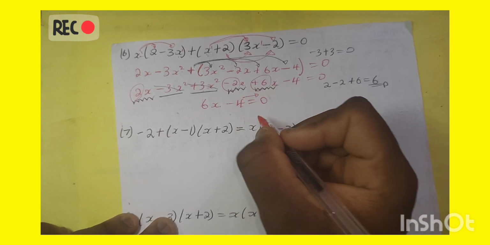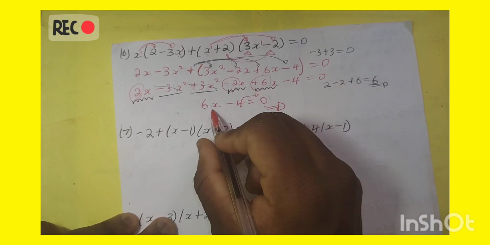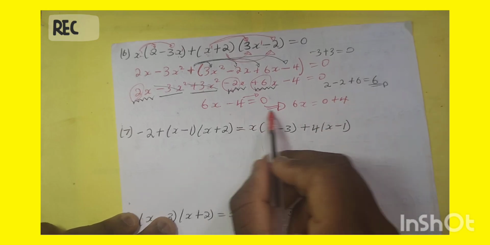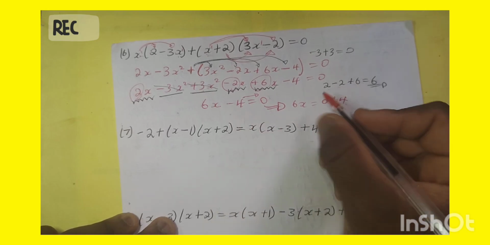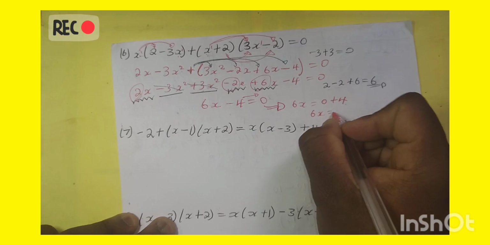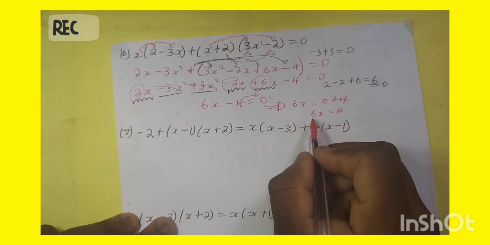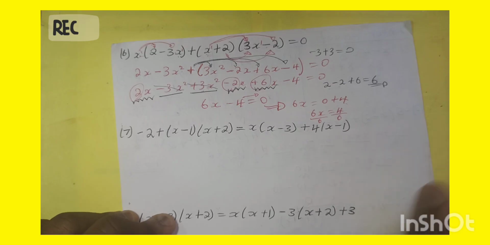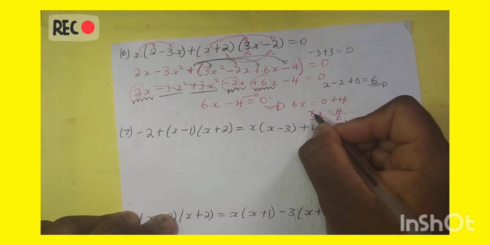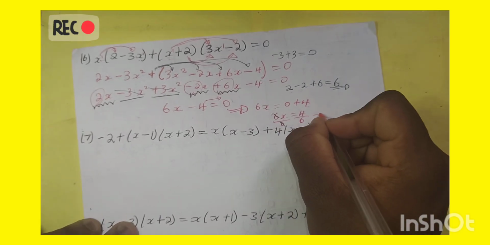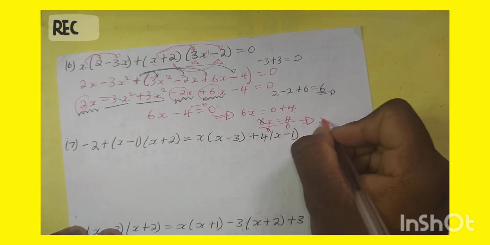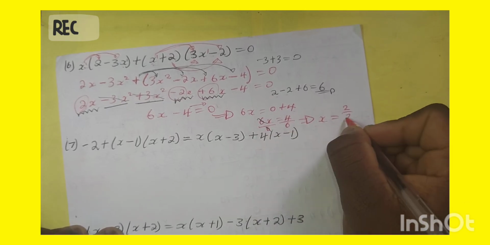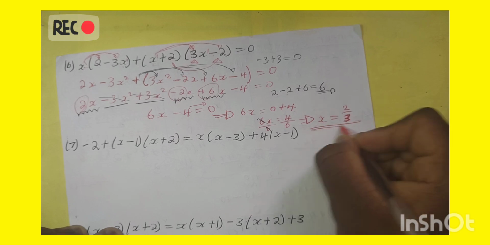Take this to the other side so that it becomes 6x equals 0 plus 4, because here it will change sign and become positive. And here it will be 6x, which is this, it's 4. What is in front of x, divide by it, so that it gets cancelled here. And here I will only be left with x, equal to this, which gives me 2 over 3. That is my final answer.